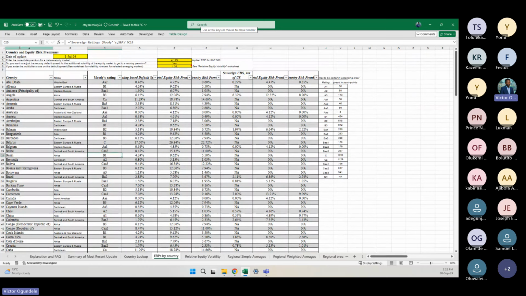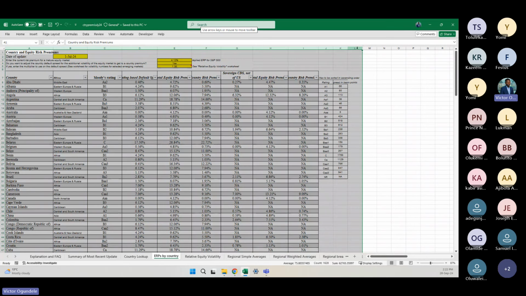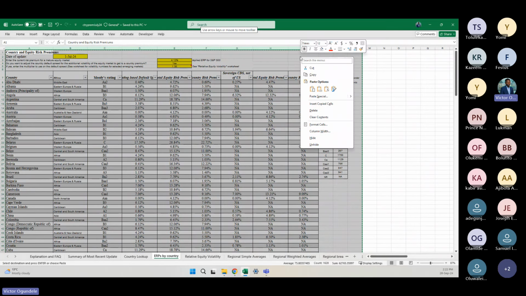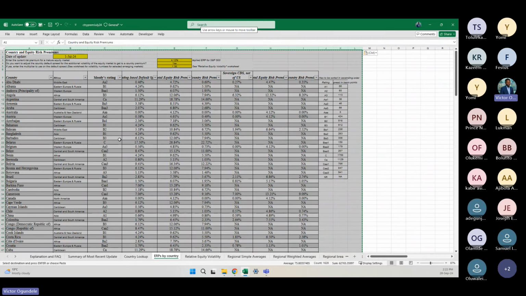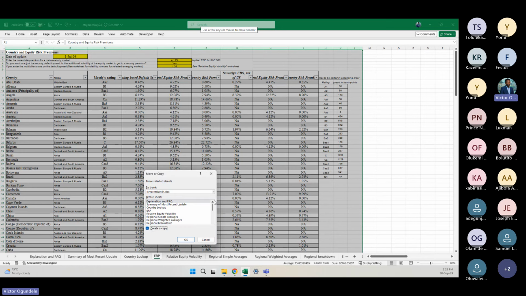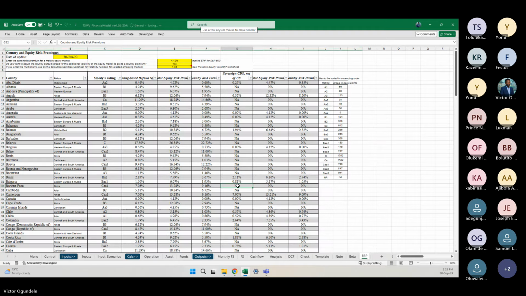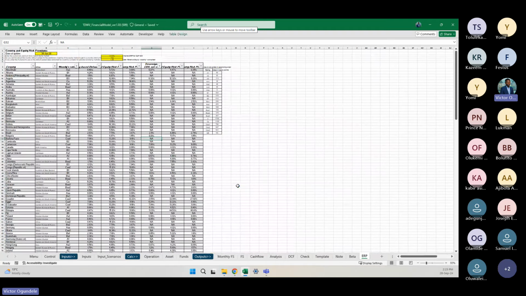Remember what we did the other time? Highlight from column P down to column L, copy and paste it as values so that we remove all the formulas. Then I can rename it to ERP, and move or copy, let me create a copy into my own model. I can move it to the end, click on OK. Then I have my ERP.